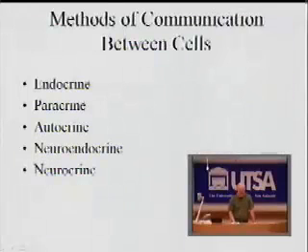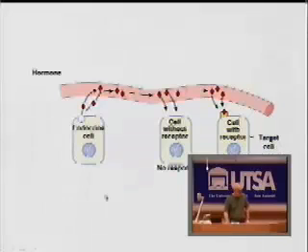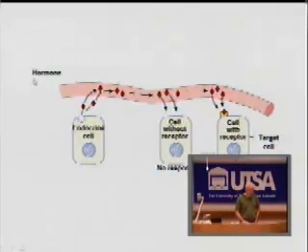So now we just continue on with the basics, the methods of communication between the cells. There can be endocrine, paracrine, autocrine, neuroendocrine, and neurocrine, and we'll define and describe each of these with these forthcoming illustrations. So the first is obviously the typical type of hormone function that we think of as an endocrine function.